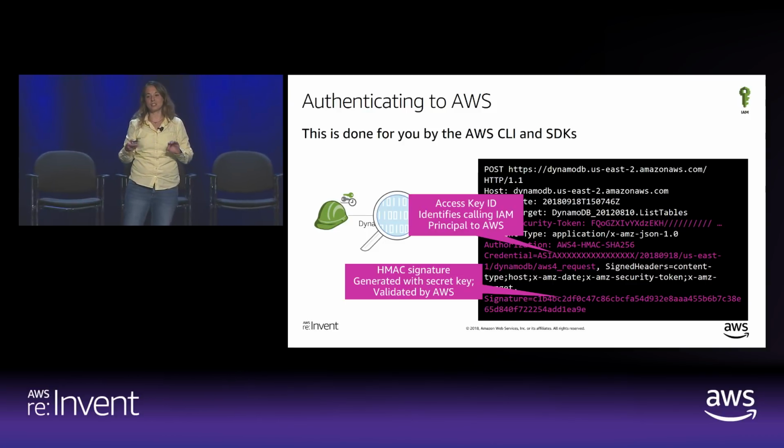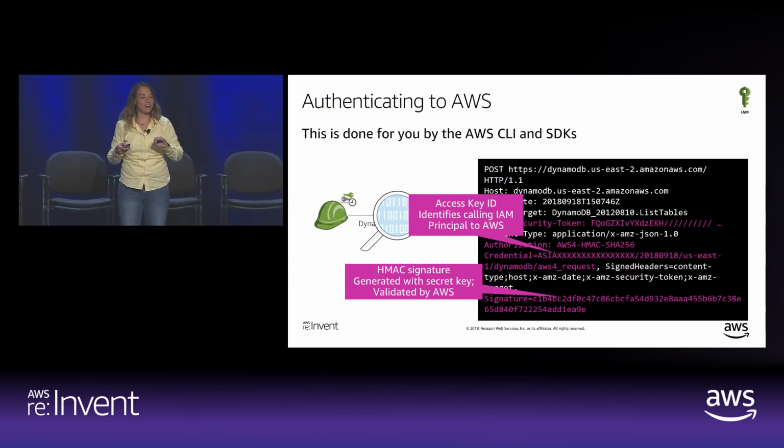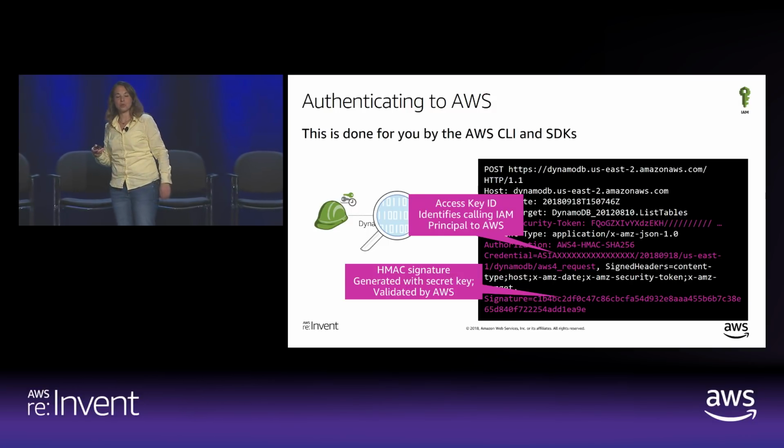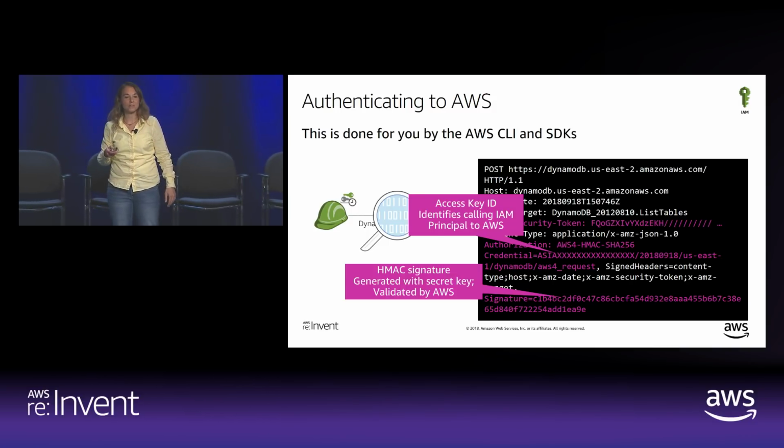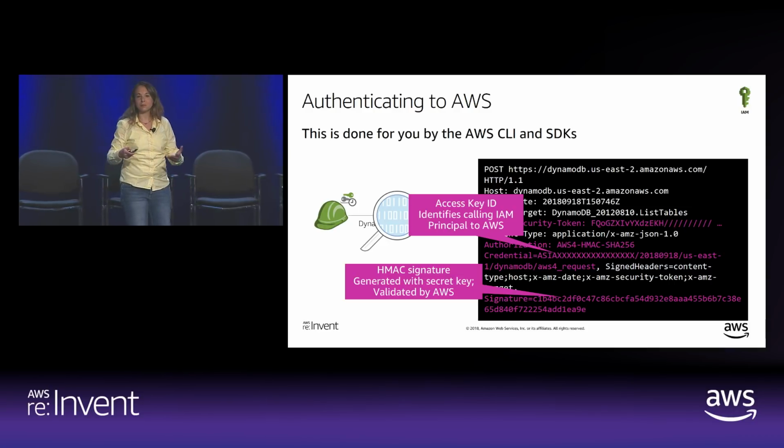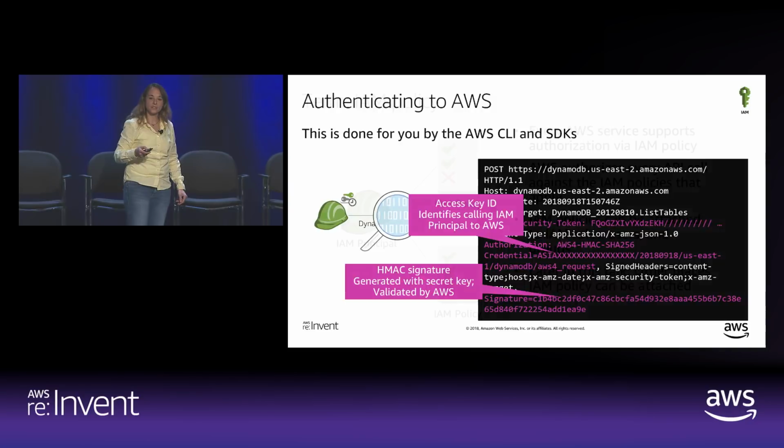And this gives AWS everything it needs to be able to determine that, yes, it was in fact this role who made this request exactly as I'm seeing it. So you don't need to know this, but sometimes I find that it helps to take a peek under the hood, look at the machinery.